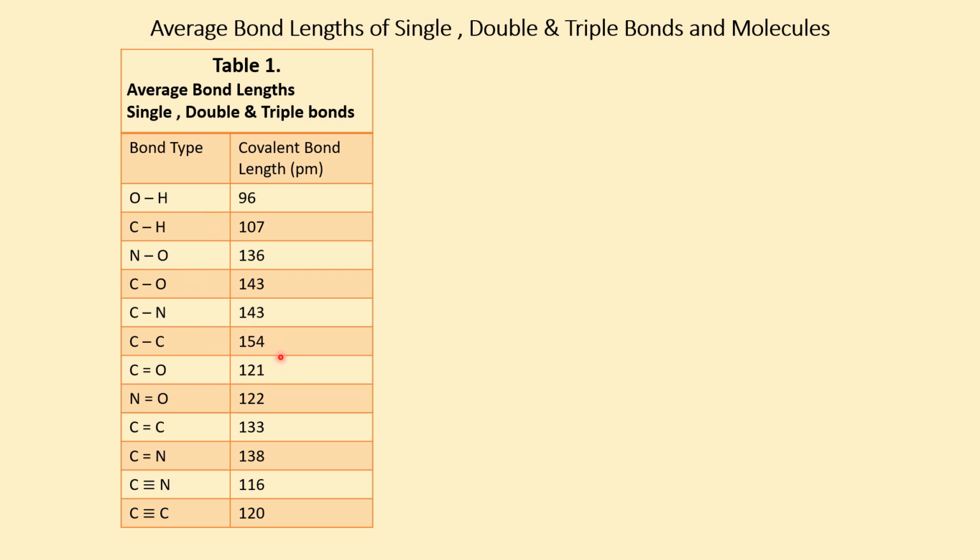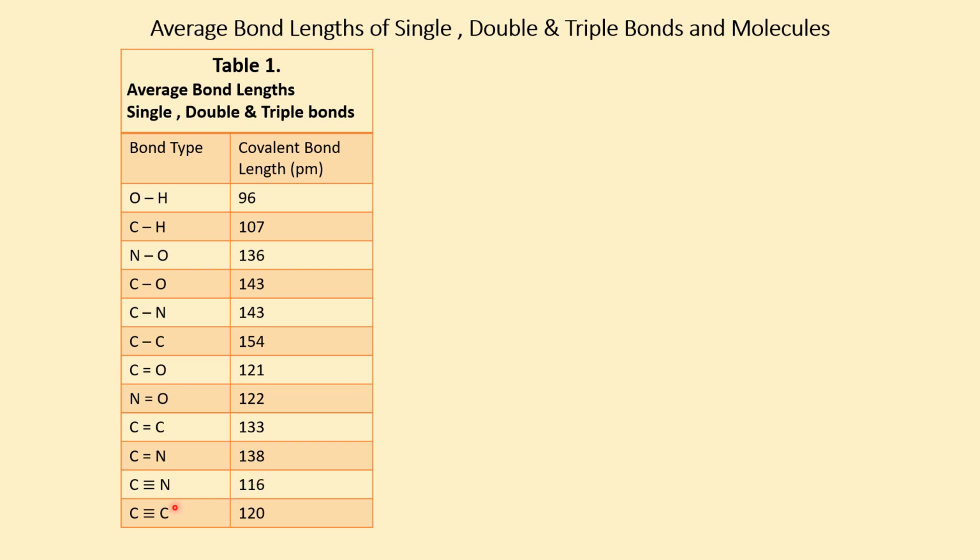For all these values given here, you may please pause this video and note down. Further, there are double bonds between C and O whose covalent bond length is 121 picometers. The double bond covalent bond length between N and O is 122, between C and C it is 133, and between C and N it is 138 picometers respectively.